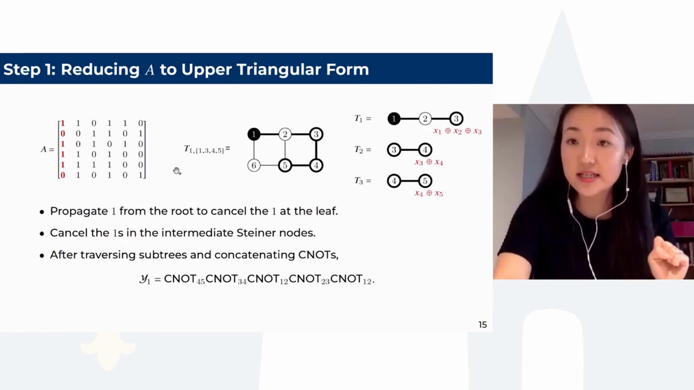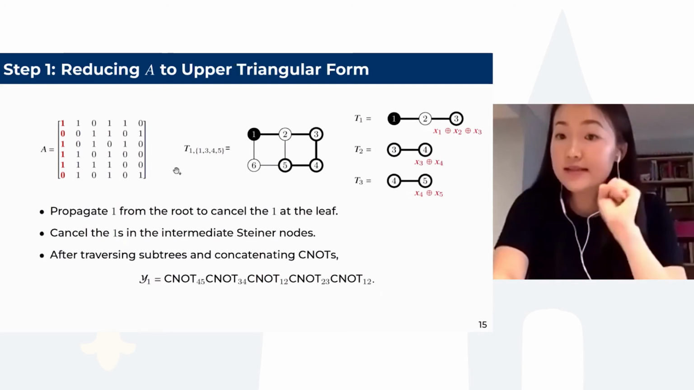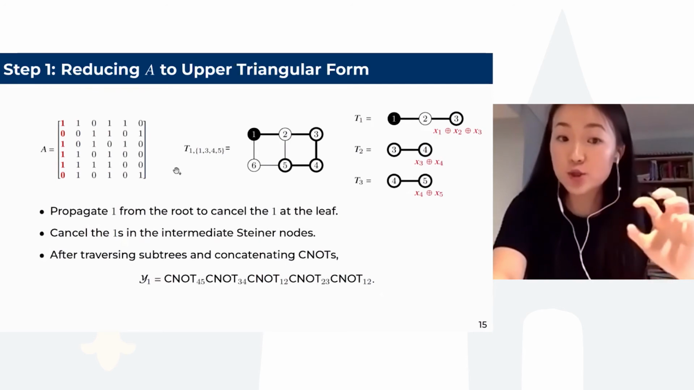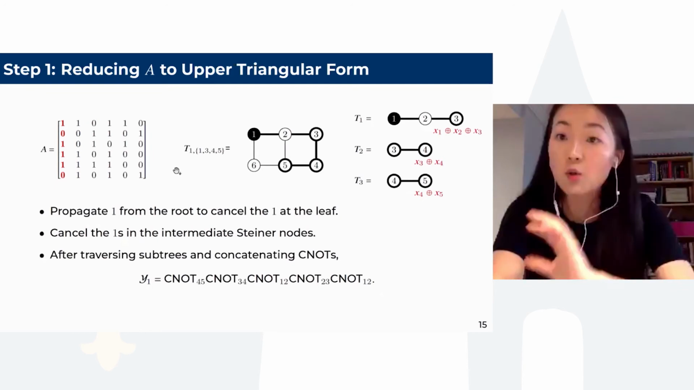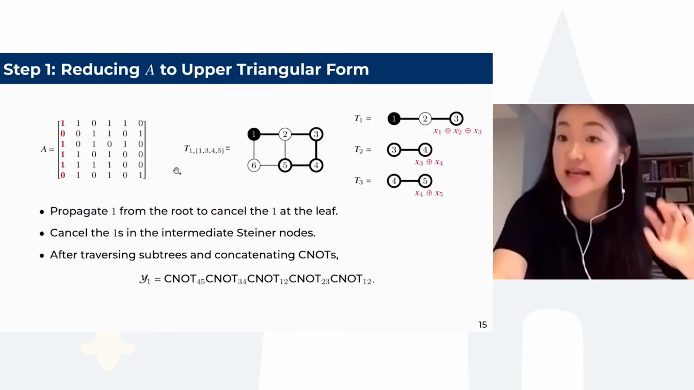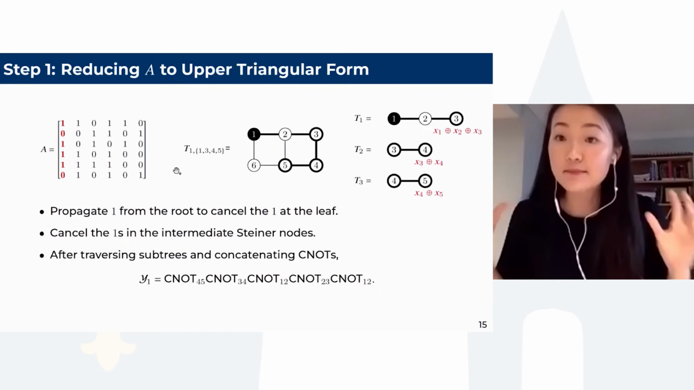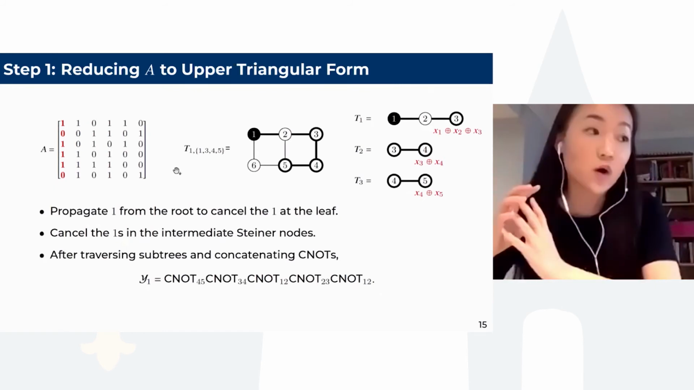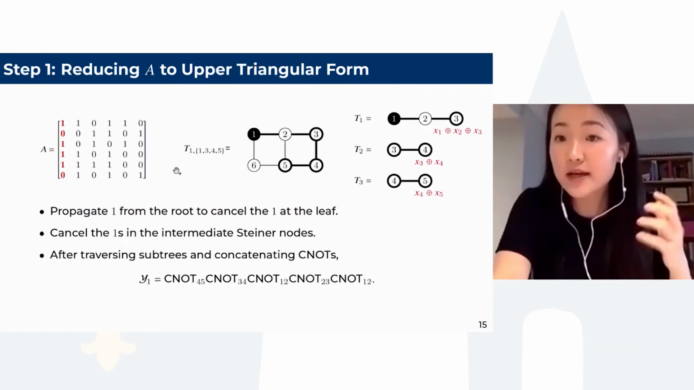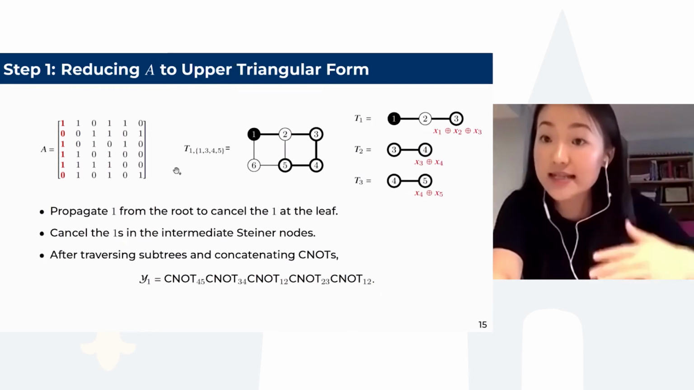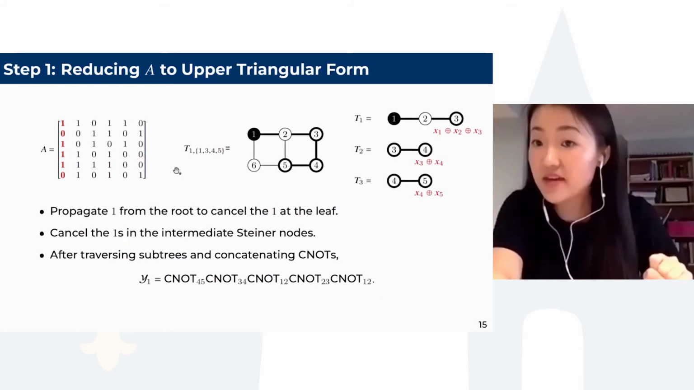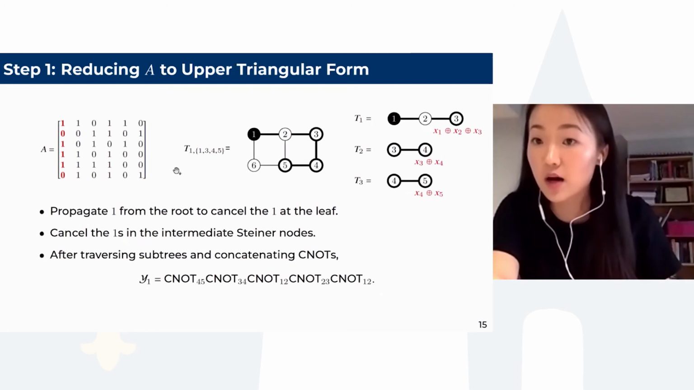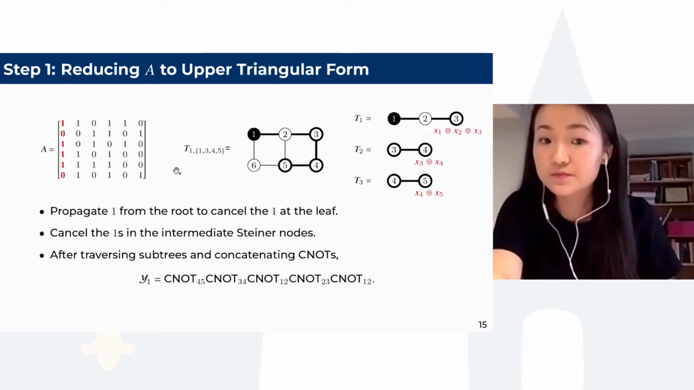So what we do is as follows. For every subgraph, our goal is to propagate 1 from the root node to the leaf node while leaving the intermediary nodes' parity unchanged. Because if that's possible, then we can just cancel out 1 at the leaf node. And then because we're always starting from the last subtree, eventually we'll only have 1 in the pivot, which is our diagonal position, and every other terminal node being set to 0.